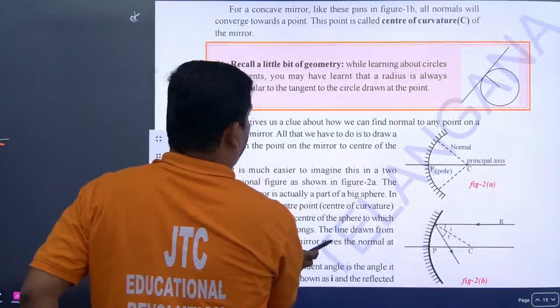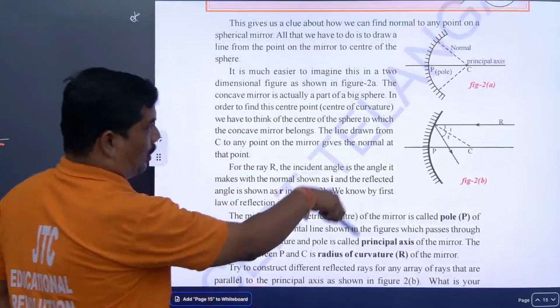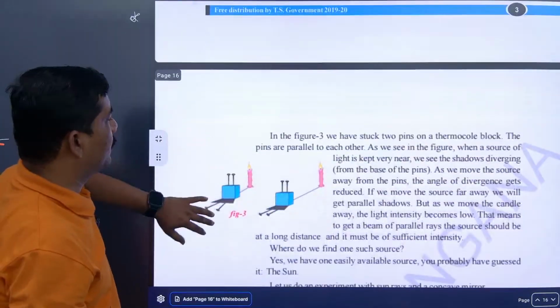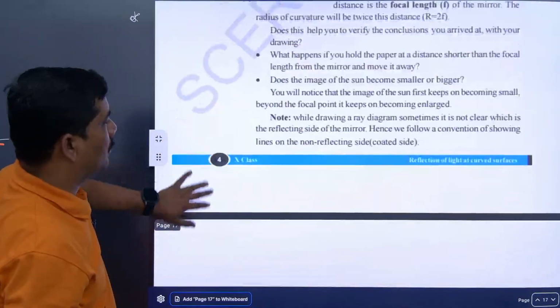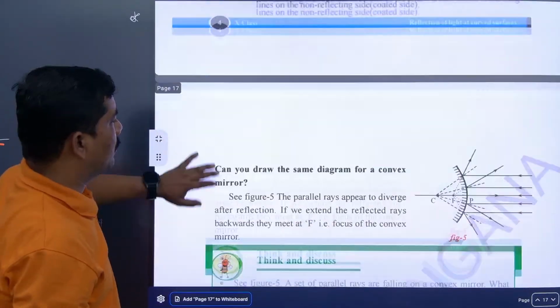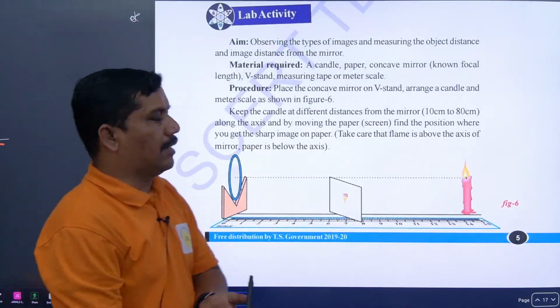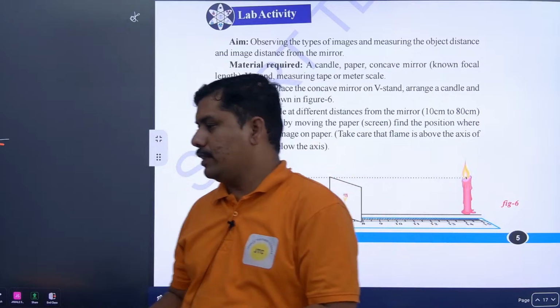Next, all this we have done already. Definitions. Okay. Just go through it, you can understand. Yeah, this activity, go through it. Everyone, look here now carefully.